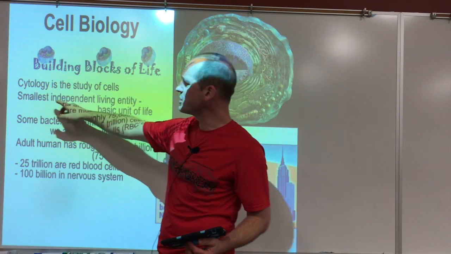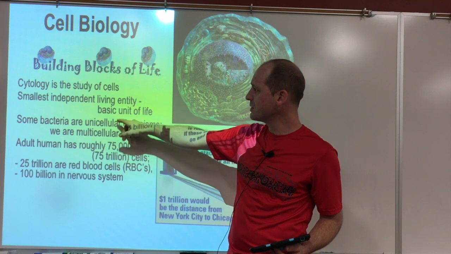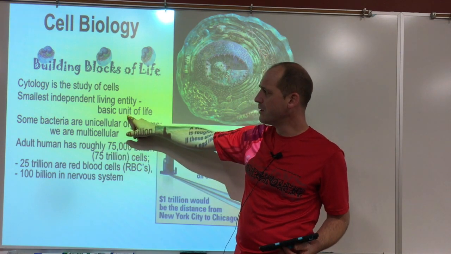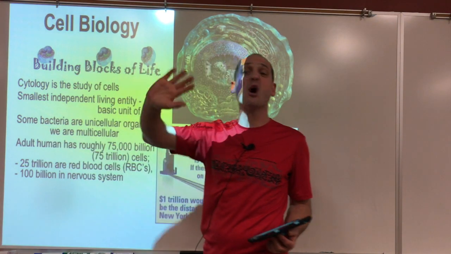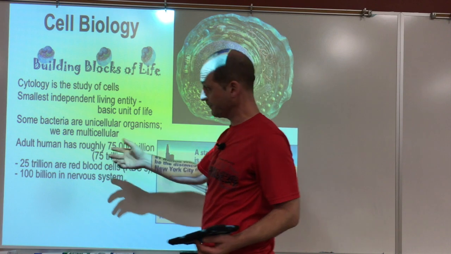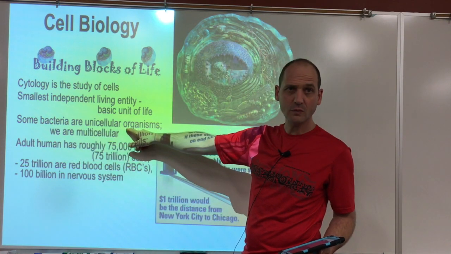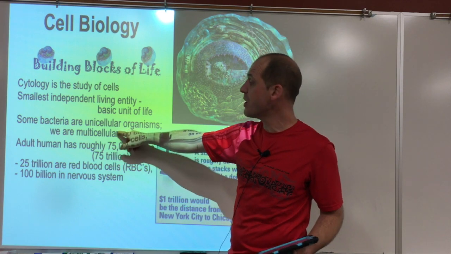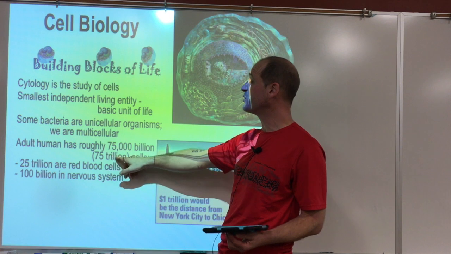And a cell is the smallest independent unit of life. It's the basic unit of life. That's bacteria. That's not viruses. Viruses are not living things, but bacteria are. So bacteria are unicellular. Lots of them are unicellular. We are multicellular. An adult human has 75 trillion cells.